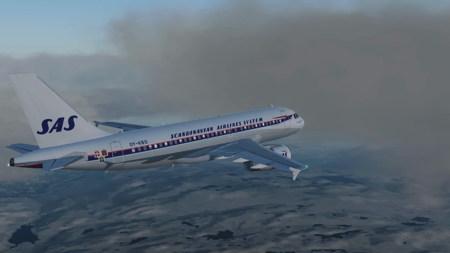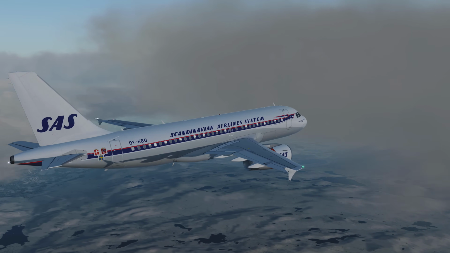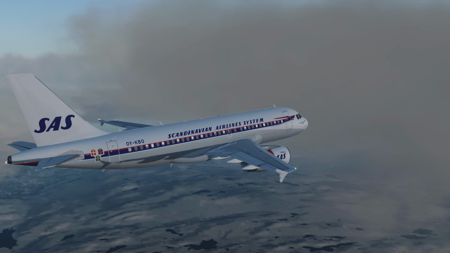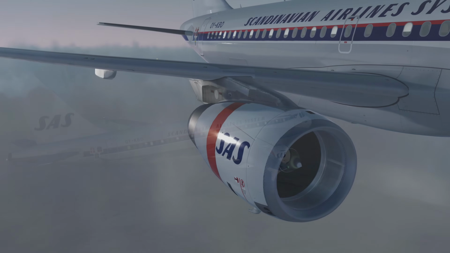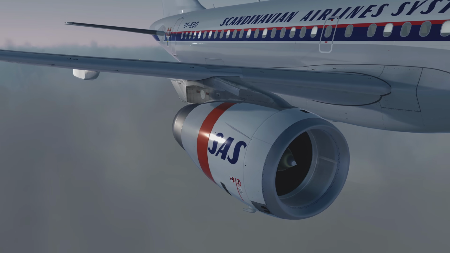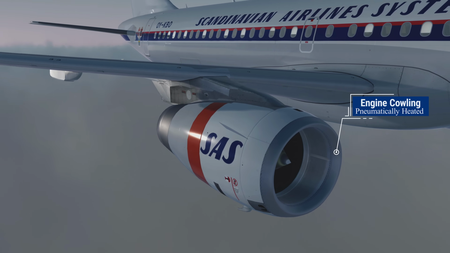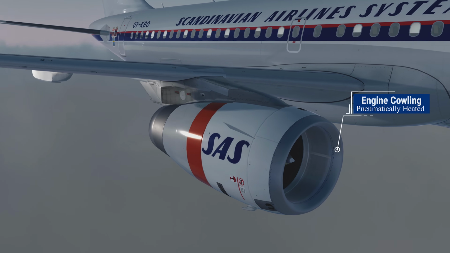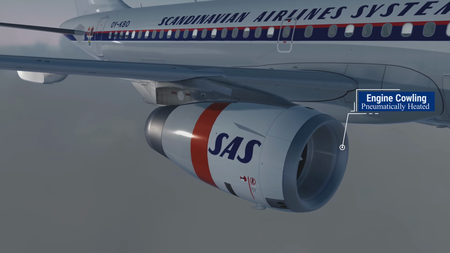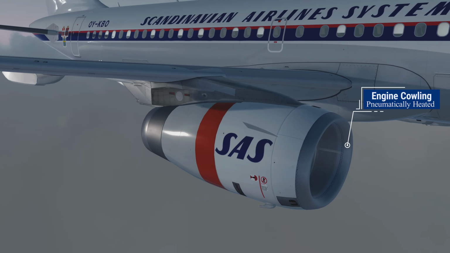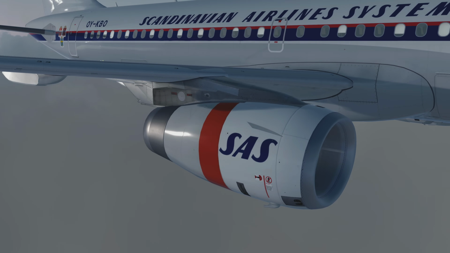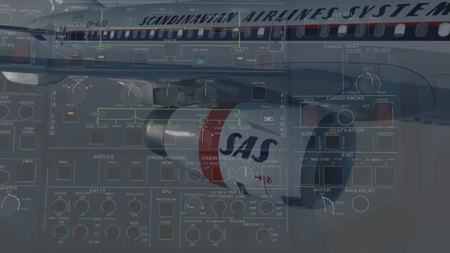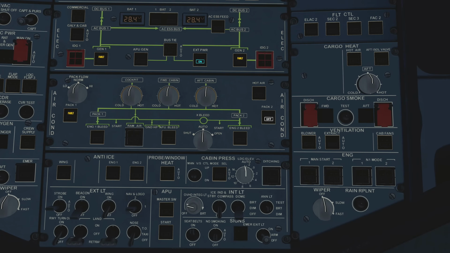And first of all, we'll have a look at how the engine anti-ice is being used. So we already know that the front part of the engine, the so-called engine cowling, is being heated by hot pneumatic bleed air. Looking at the overhead panel, we already know where the two engine anti-ice push buttons are located.